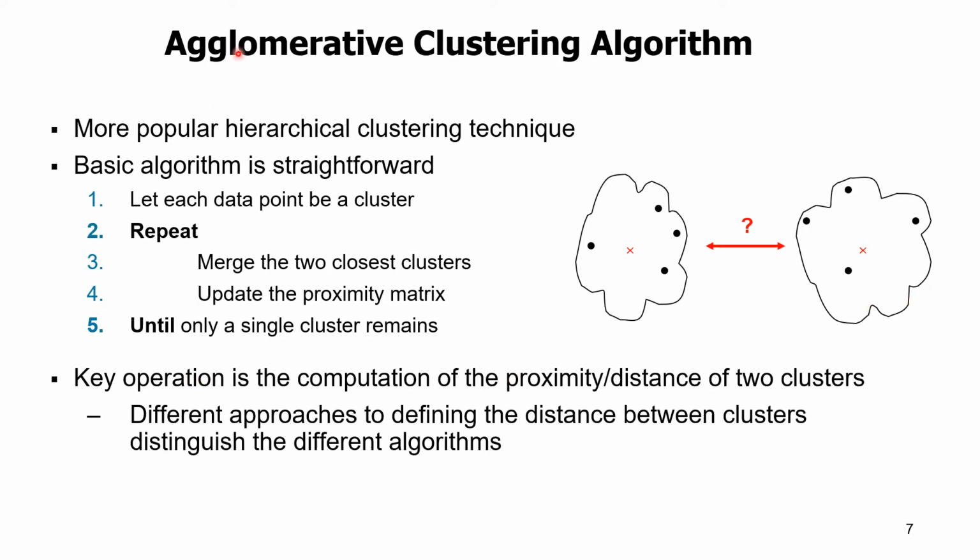So in agglomerative clustering, the key operation is the computation of the proximity or distance of two clusters. There are many options, many different approaches, and these different approaches actually distinguish the different algorithms. Based on this distance measure of two clusters, you're going to have different clustering results in agglomerative clustering.